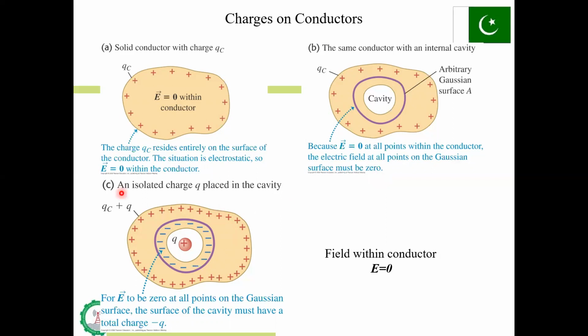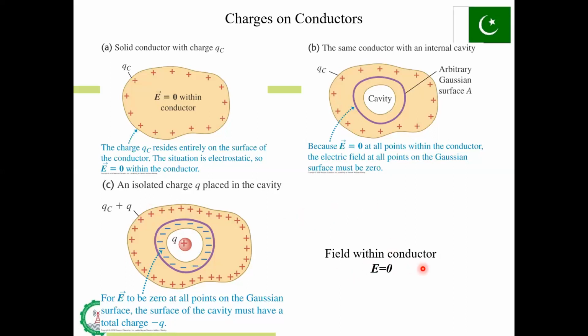The case C, an isolated charge Q placed in the cavity. This is the case when isolated charge Q is placed inside the cavity, and if it is placed inside the cavity, what will be the electric intensity? Electric intensity will be zero at all points on the Gaussian surface. The surface of the cavity must have a total charge minus Q. This is minus Q, this is positive Q. So this is the situation.